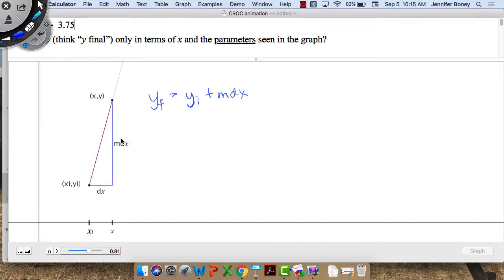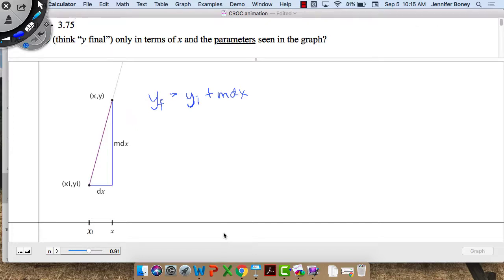Is dx a variable or a parameter? Yeah, dx is a variable. Remember when this guy's playing, that dx gets larger and m dx gets larger. So dx is a variable. It indicates a variation from x initial to the current value of x. So if I want to express y final just in terms of x and the parameters seen in the graph, that means I don't want to use dx. How could I restate dx in terms of parameters and variable x instead of using the variable dx?